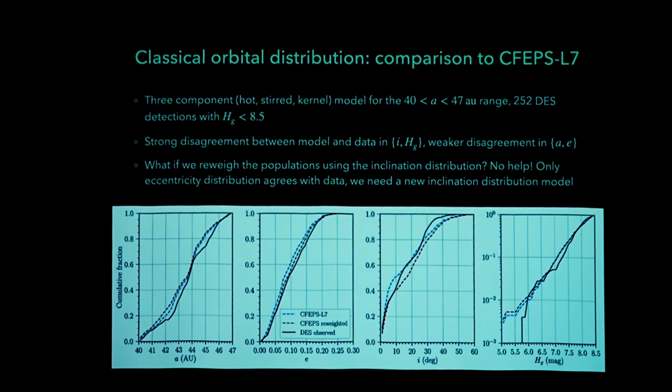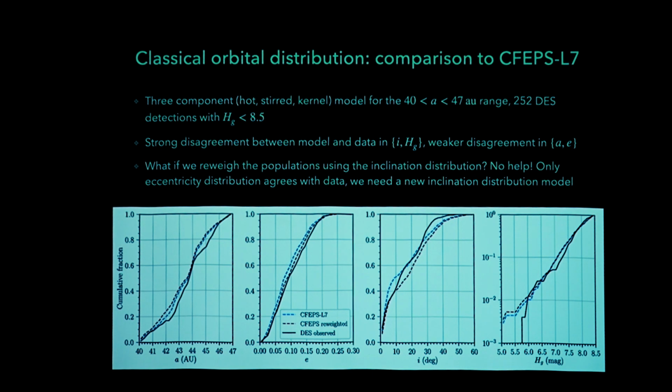For a very long time, basically the state of the art for classical distributions was this CFEPS model. This was published, if I'm not mistaken, in 2011. And then I know that JJ has this new model, but as soon as he publishes, we're going to try to break that as well. That describes the Kuiper belt as essentially a combination of three components. We have the hot, the stirred, and the kernel components, basically going from the 40 to 47 AU range. And this is a completely independent data set, so this is a very interesting validation of this model.